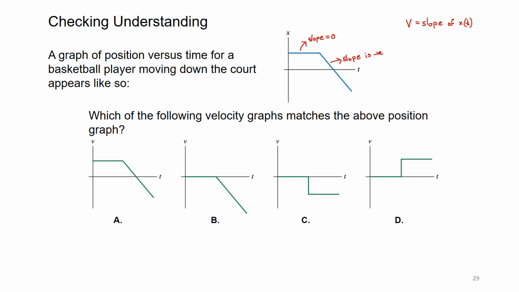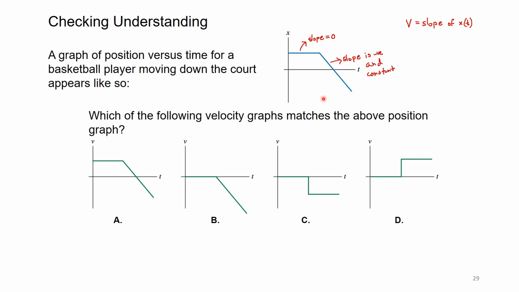We don't know exactly how much the slope is, but we know it's negative because you can see the line is going down. So we are looking for a velocity time graph that is 0 for the first half and has a negative value for the second half. And for both the first and second half, the slope should be constant. Let's put a note here. The slope is constant for both the first and the second half. It's not changing.